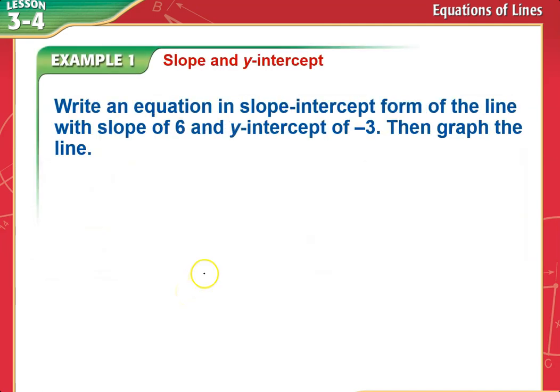So here we go. Example 1, we're going to write an equation in slope-intercept form. So that's y equals mx plus b, that has a slope of 6 and a y-intercept of -3. This is going to be a very easy question. Slope of 6 and a y-intercept of -3.